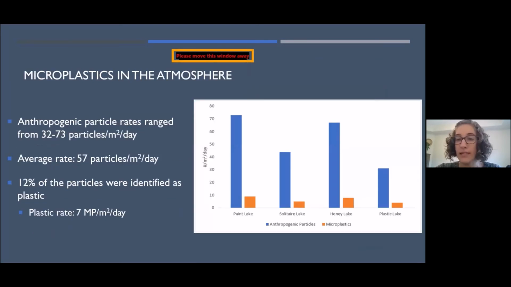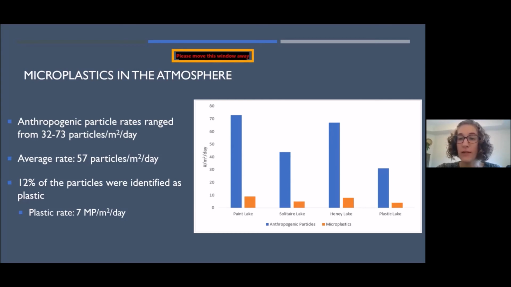The daily rate of microplastics falling from the atmosphere ranged from 32 particles per meter squared per day at Plastic Lake to 73 particles per meter squared per day at Paint Lake, with the average rates across all study sites being 57 particles per meter squared per day. This can be seen in the figure on the right in the blue bars, which should be right about here. So this is equivalent to approximately 400,000 particles falling on a soccer field every day.